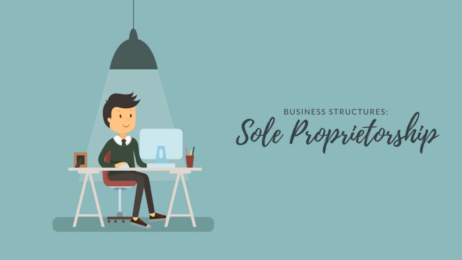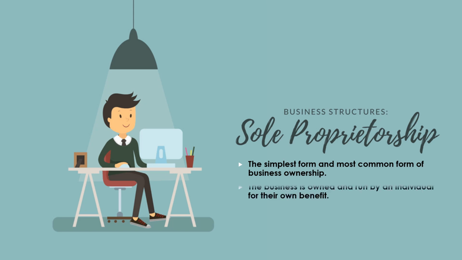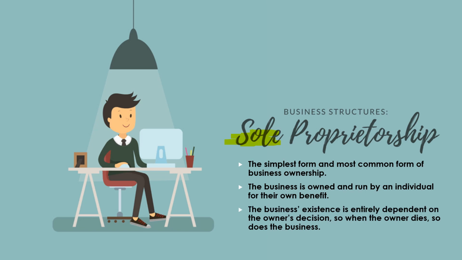For the first form of business organization, we have the sole proprietorship. Sole proprietorship is considered the simplest and most common form of business ownership because the business is owned and run by an individual for their own benefit. From the word itself, sole meaning one. The business existence is entirely dependent on the owner's decision, so when the owner dies, so does the business. It is the most popular form because it is the simplest and the easiest way to build up your own business.